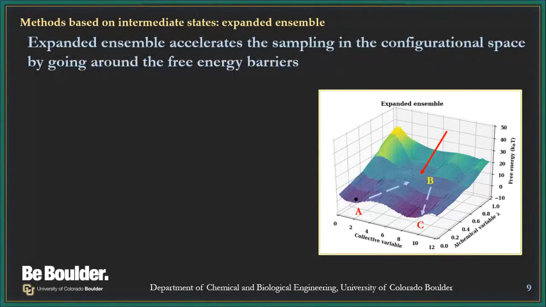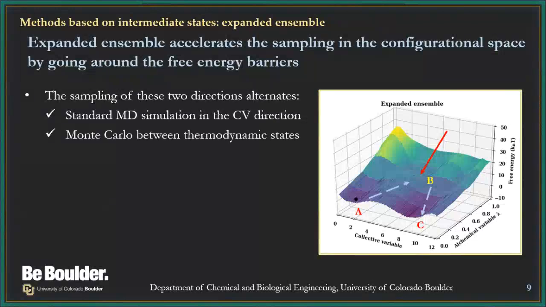In an expanded ensemble, the sampling of the collective variable direction is done by a standard MD simulation, while sampling between different thermodynamic states is done by Monte Carlo simulations. As you can see, sampling the alchemical space apparently means that we have to cross the free energy barrier in the alchemical direction.